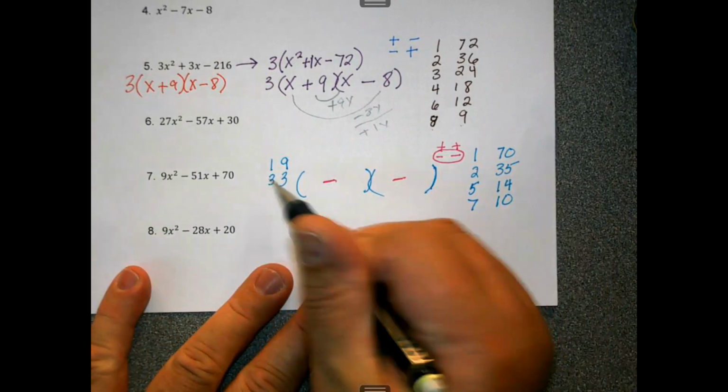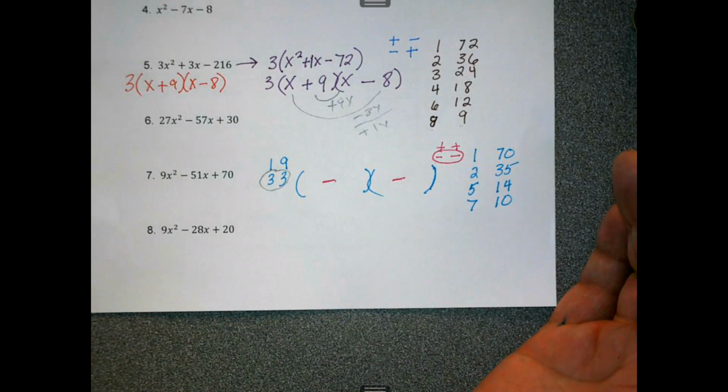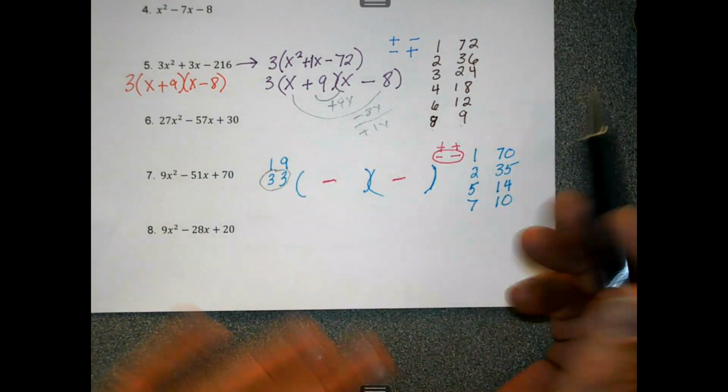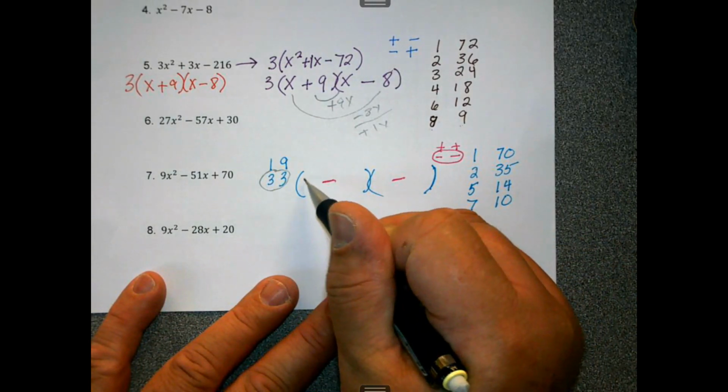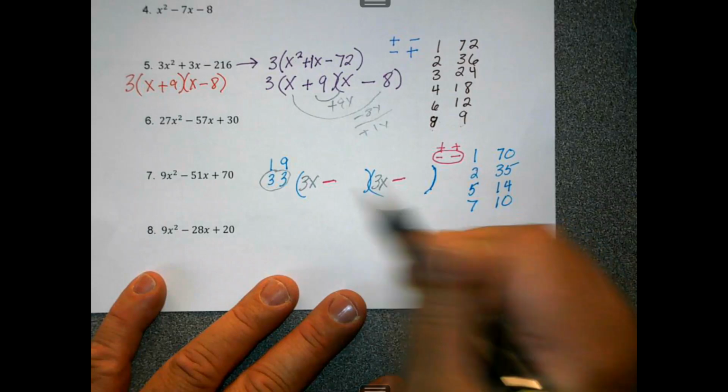Now, for the 9, I'm going to use the ones closest to each other because most of the time, not all of the times, it's going to be the ones closest together. So I'm going to put my 3x here and my 3x here. Gives me 9x squared.